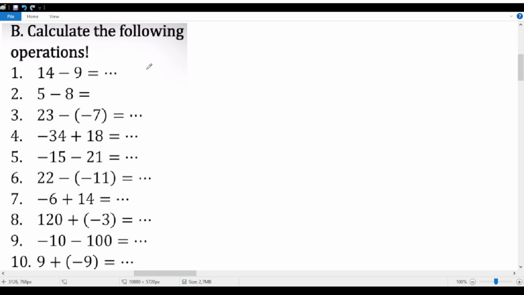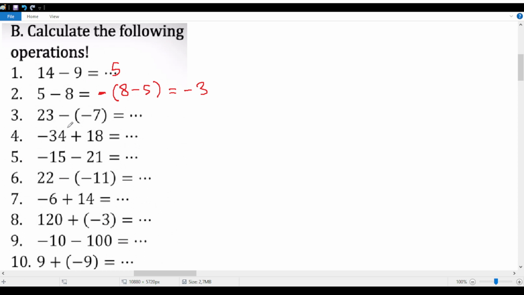It is very easy, isn't it? This must be 5. This one is getting harder because yang dikurangi lebih besar. Nah, how do we do this problem? Actually, you have to give minus here and you can flip it. 8 minus 5. So, this is easier to do. Minus 8 minus 5 is 3.